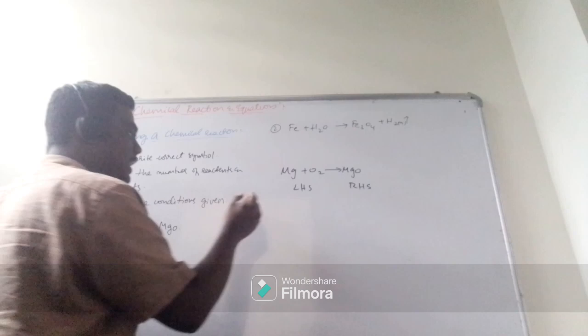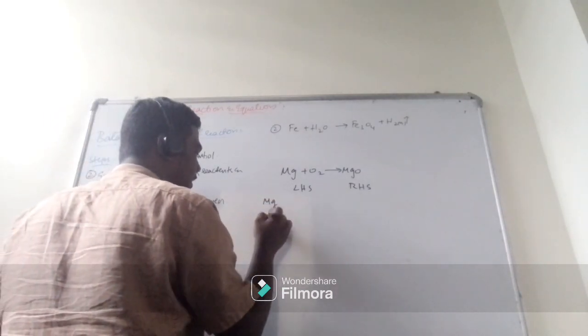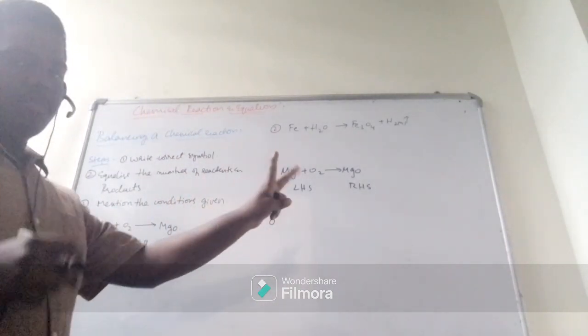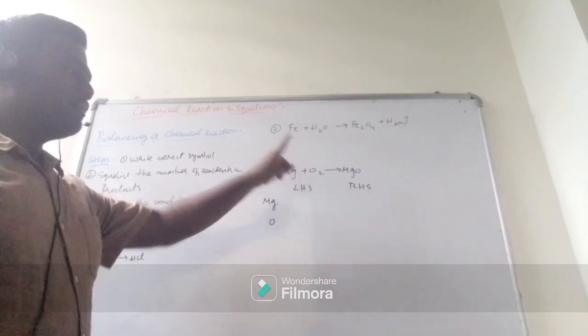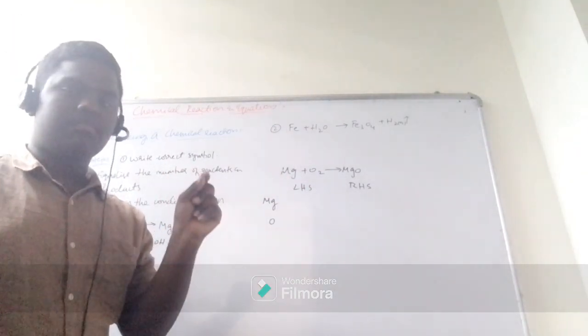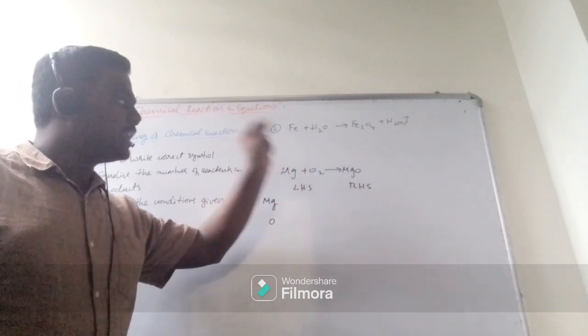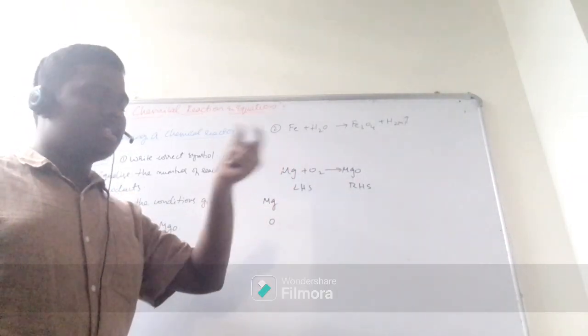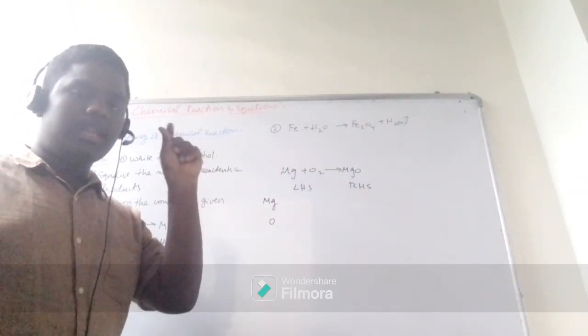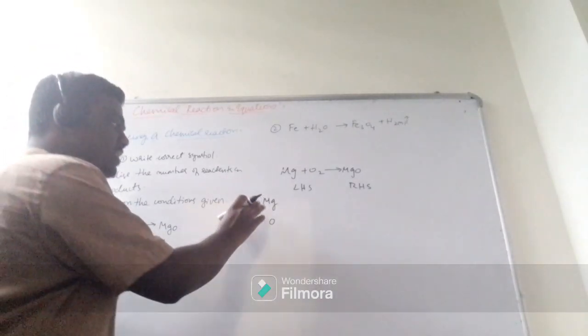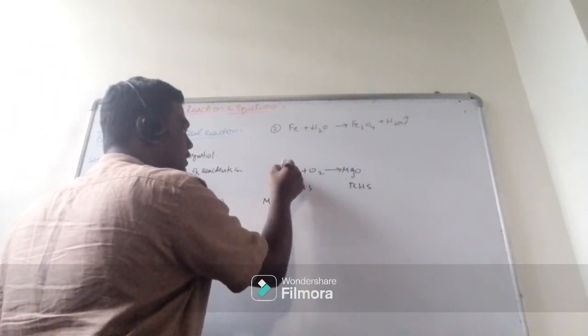Second step is write down all the elements that are given. Here we have two elements, magnesium and oxygen. For our examples, whatever we are taking, the elements present in the LHS will be present in the RHS. Maybe the number is different, but the same elements are present. So magnesium is present and oxygen is present.